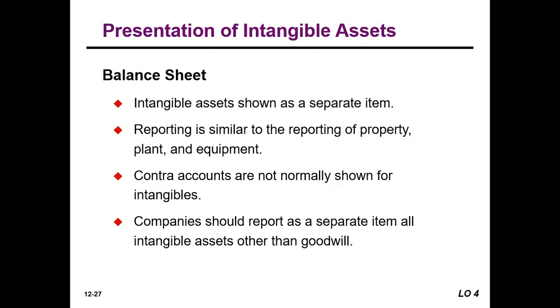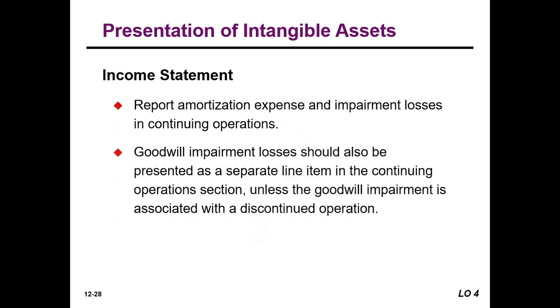It is reported at carrying value, AKA book value of the asset, which means the original cost of the asset less any accumulated amortization or contra asset accounts. And then the final one here, companies should report as a separate item all intangible assets other than goodwill. Income statement, again, just like we do with depreciation expense and depletion expense, amortization expense should also be shown on the income statement, as well as any losses from impairment.